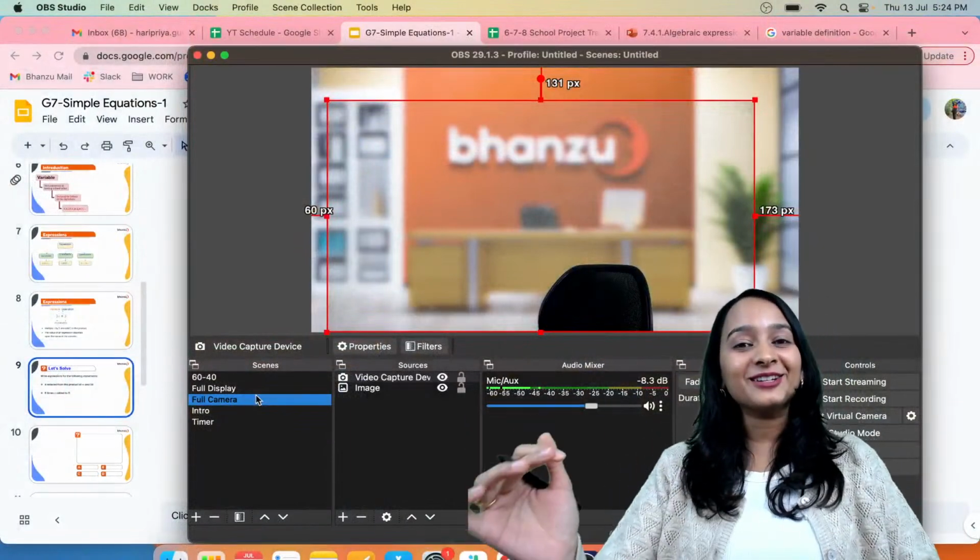And here we are with yet another wonderful session on the chapter Data Handling for grade 7th. And today we are going to learn about chance and probability, something that we actually use in our day-to-day life. So let us get started with this session.